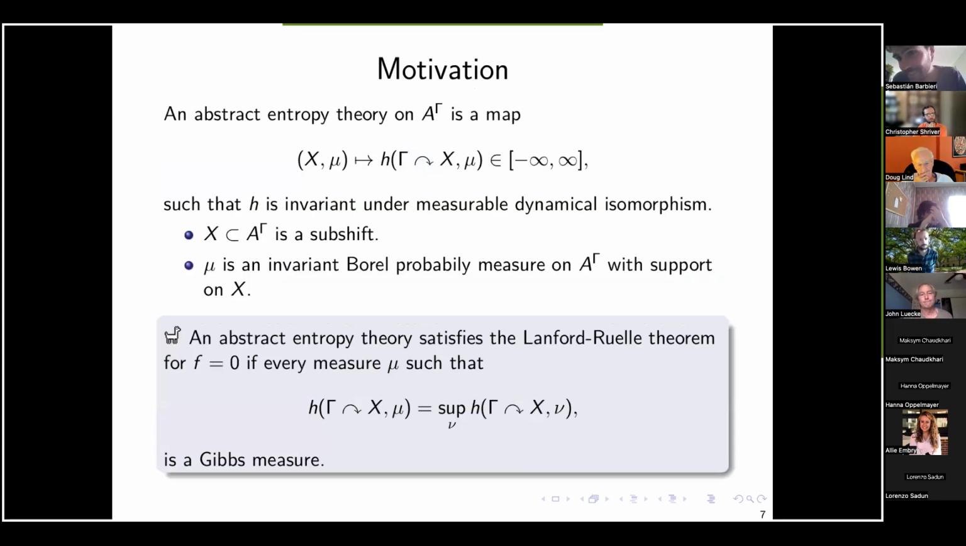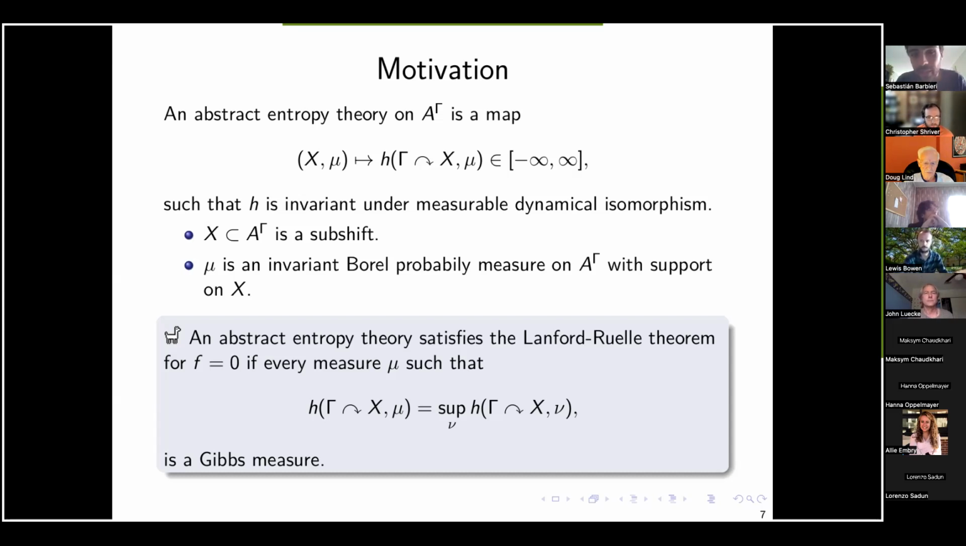So I want to motivate this Lanford-Ruelle theorem with the following application. Suppose I have not sofic entropy, but just an abstract entropy theory on the space of subshifts. What's that? I'm just going to have a map that maps a subshift and a measure supported on the subshift to a number in [-infinity, infinity]. Those two possibilities included. And I'm going to ask that that map is invariant under measurable dynamical isomorphism. So if I have two dynamical systems with measures that are measure theoretically isomorphic to each other, I want the value to be the same.